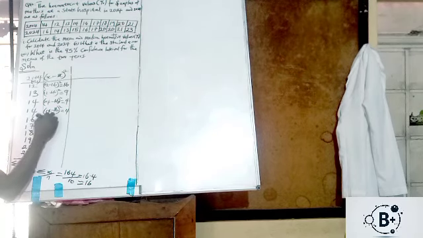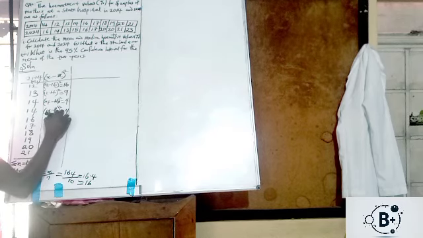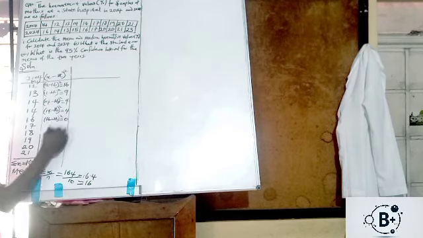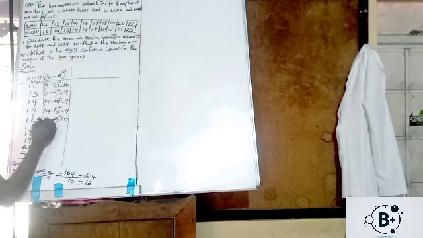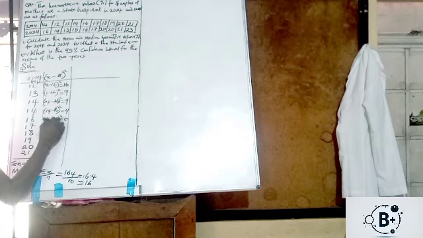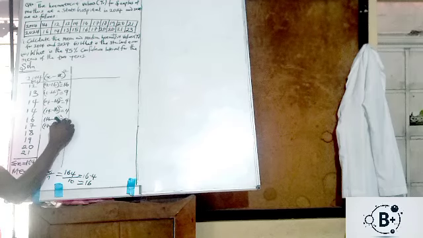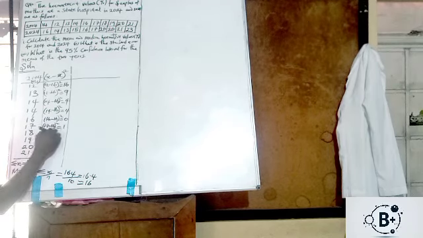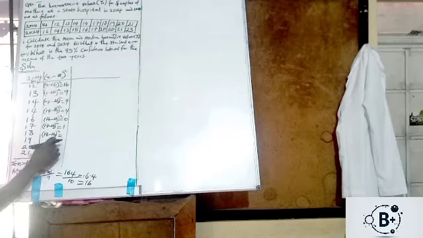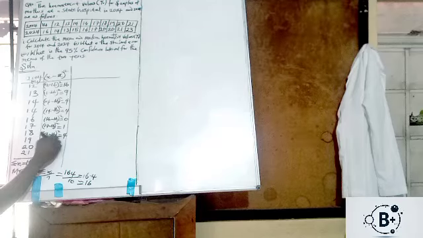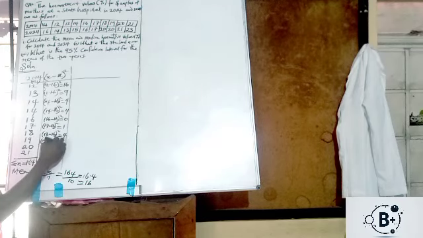So the next one is 16 minus 16 squared. That is 0. 0 squared is 0. The next one is 17 minus 16 squared. That gives us 1. So 1 squared is still 1. So 18 minus 16 squared. That is 2. 2 squared is 4. Then the next one is 19 minus 16 squared. That is 3. That gives us 9.